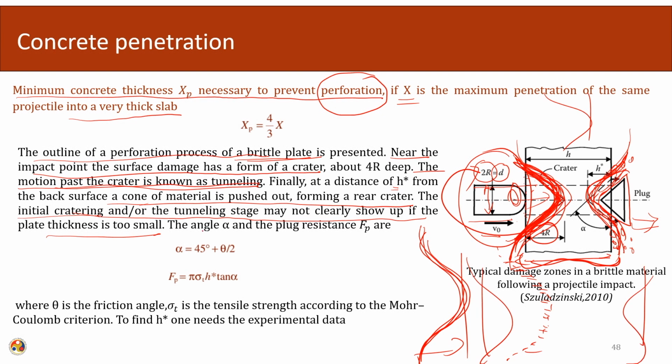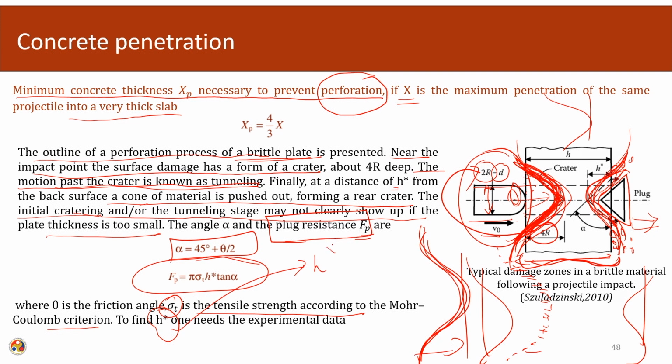Now, we are defining the resistance of the plug as Fp, and the angle is defined like this. The expression for the plug resistance is defined like this. The material property that comes into the picture is the tensile strength according to the molecular criteria. To find this H star, and this is one of the drawbacks of these empirical equations, we need some experimental data in order to calibrate my H star, or the depth in which a material behaves and a crater tries to form.